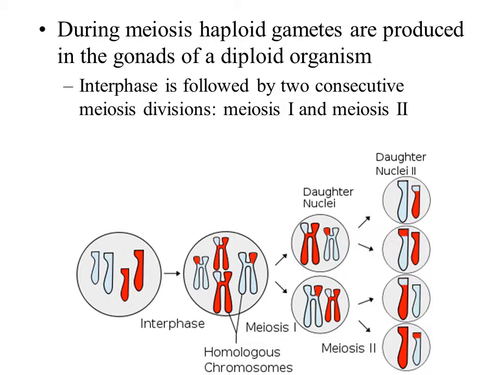In between meiosis 1 and 2, you will not see another interphase. If so, you would double the chromosome number again. So no, there's only one interphase, and it is before meiosis 1.